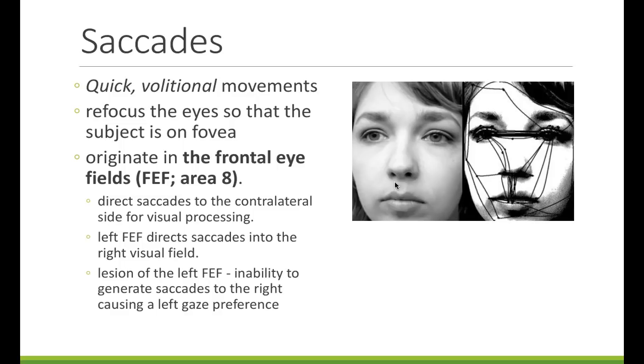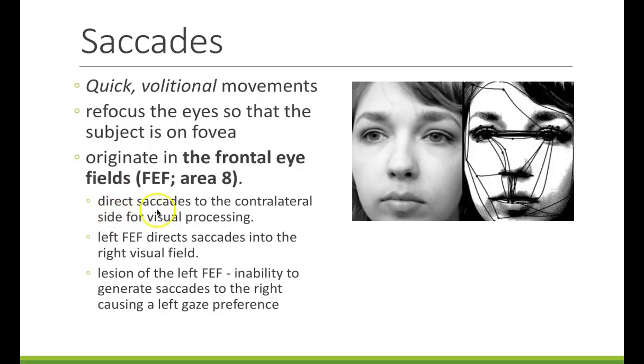These quick volitional movements are best visualized by looking over to the right. This illustrates how eyes move around the face to process the information so that it could put the whole image together. As you can see, there are a lot of movements back and forth between the eyes and to different areas of the face to look for distinguishing features that help your brain figure out what it's looking at. These saccades originate in the frontal eye fields, or area 8.